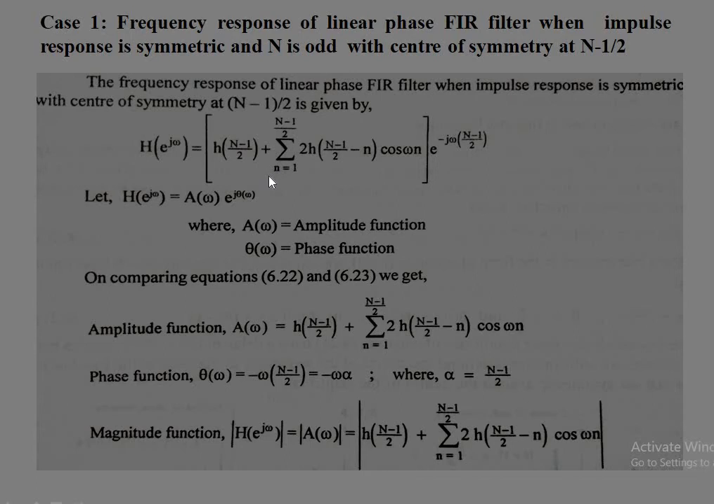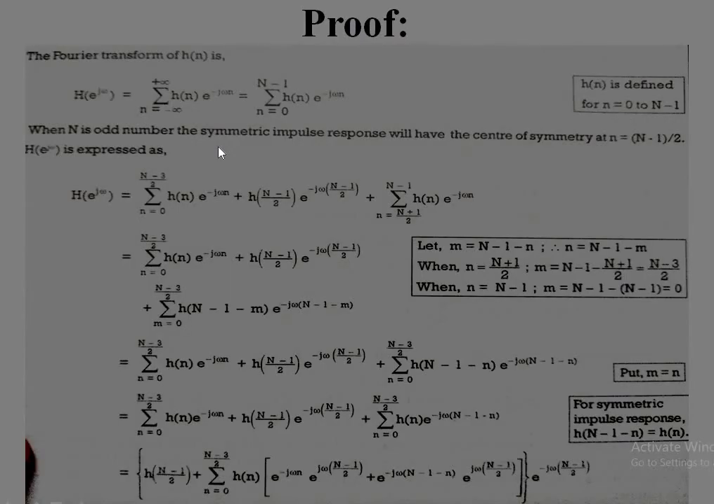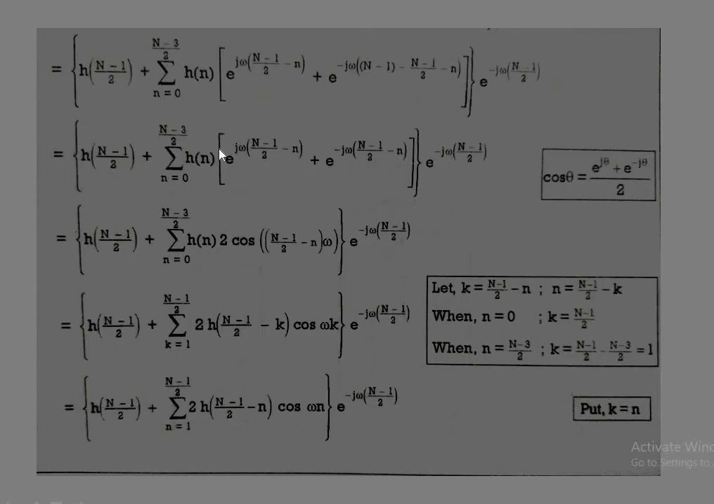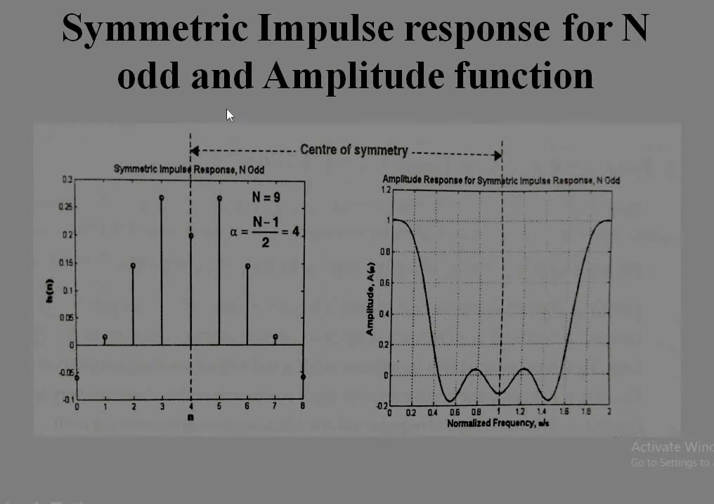And readers are once again suggested to practice or to derive this frequency response in each individual case. I would also like to show you a typical sketch of this symmetric impulse response for n odd values. In this case I have considered n is equal to 9 and its corresponding amplitude function, that is the magnitude function of the frequency response, in the figures.